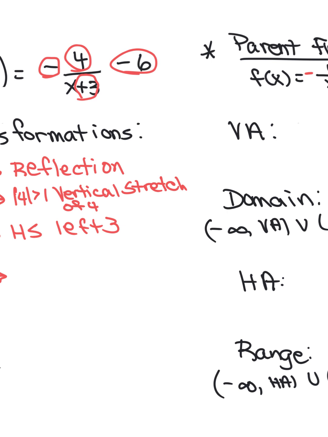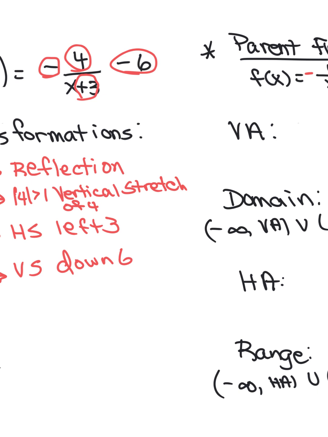We also have a minus 6 at the end. Anytime we have a number added or subtracted at the end of a rational function, that means that it is going to be a vertical shift because it is moving it up or down. Because this is a minus 6, this would be a vertical shift down 6.